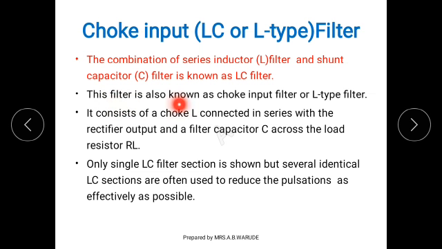And this filter is also known as choke input filter, and it consists of a choke, that is inductor L, connected in series with the rectifier output, and a filter capacitor C across the load resistor denoted by RL. And only single LC filter section is shown, but we use several identical LC sections to reduce the pulsations as effectively as possible.